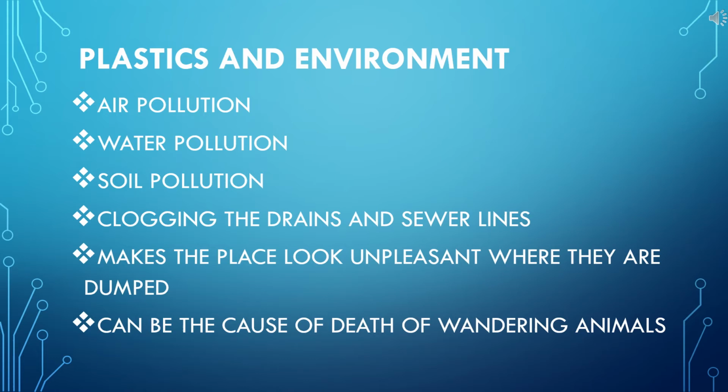And the second impact of the use of plastic on the environment is water pollution. When plastic wastes are dumped in water, they result in water pollution because it is made up of chemicals which get mixed in the water and damage it, spoil it, pollute it.